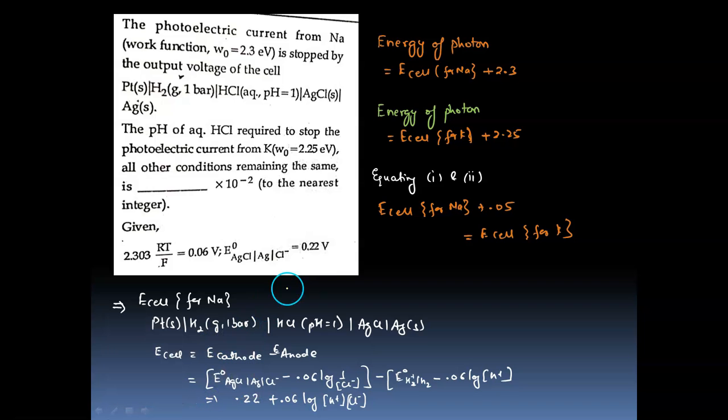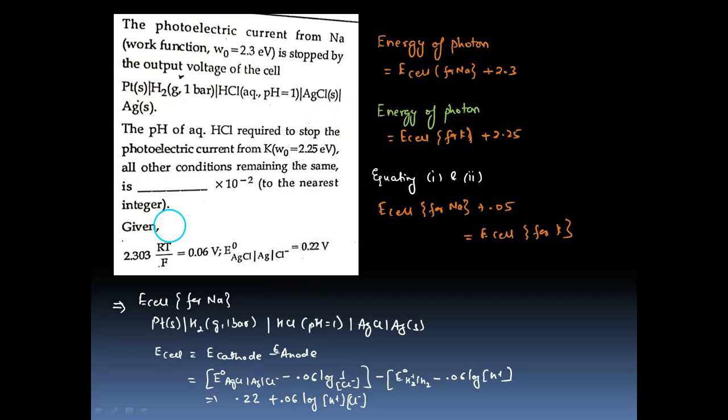It says the photoelectric current from sodium, work function 2.3 eV, is stopped by the output voltage of the cell. This cell is given, right? Okay. Then we have to find what? We have to find the pH of another cell of aqueous HCl, which is required to stop the photoelectric current from potassium. And potassium has a different work function, which is 2.25 electron volt. All other conditions remain the same, and the answer is something into 10 raised to power minus 2, to the nearest integer.